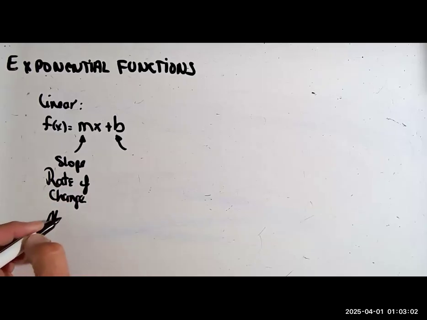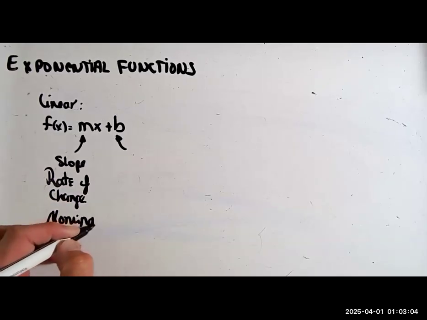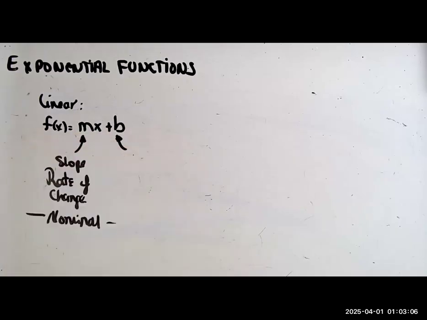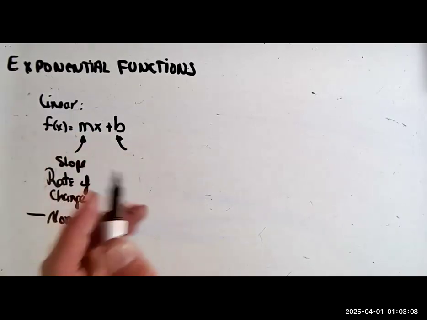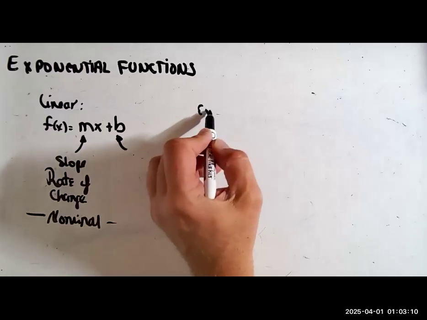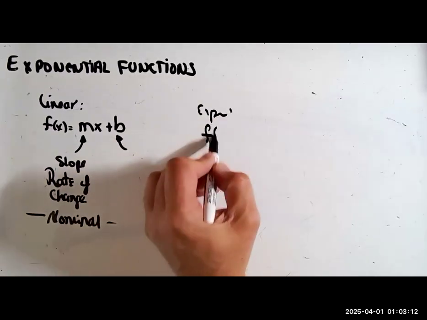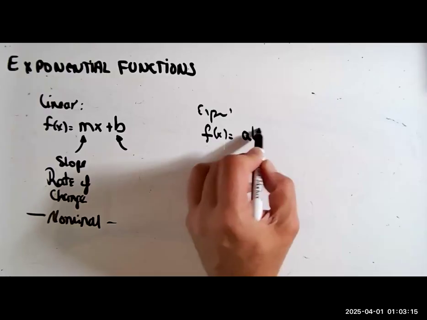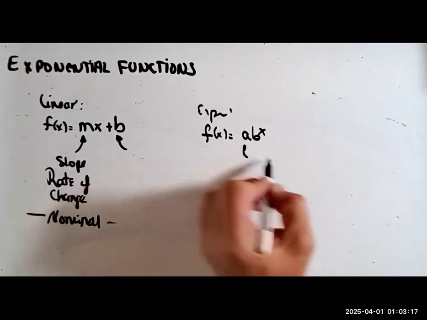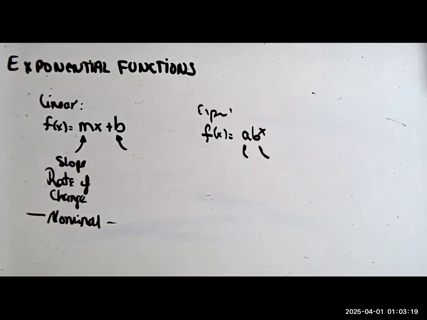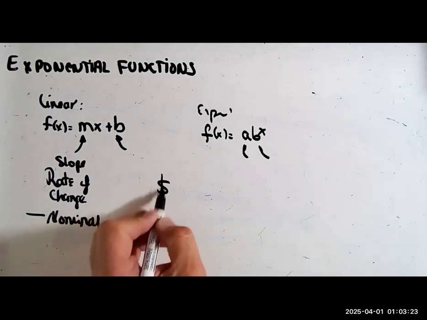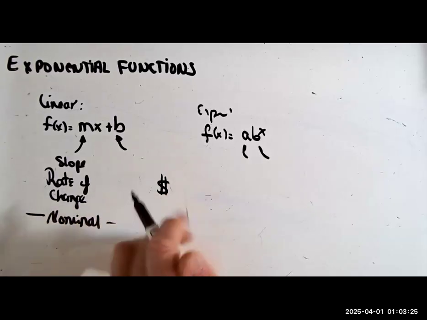It is nominal. And this is, of course, b, the initial value, or the y-intercept. Exponential: f of x equals a b to the x. Initial value, percentage change.